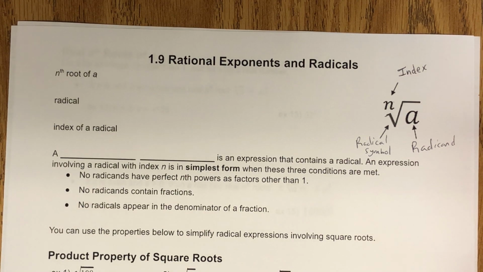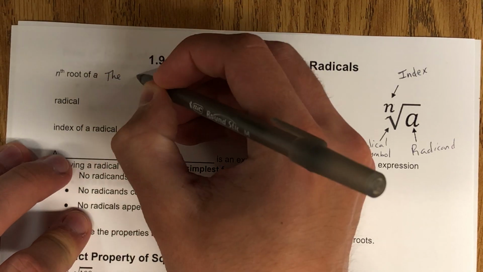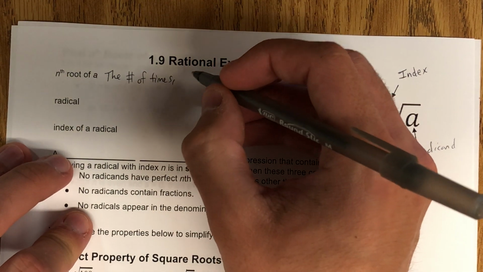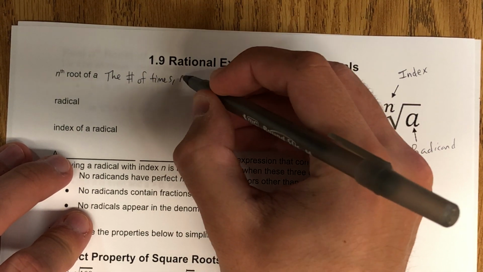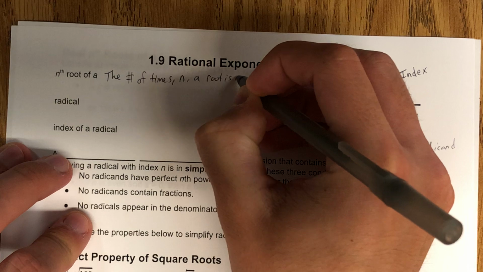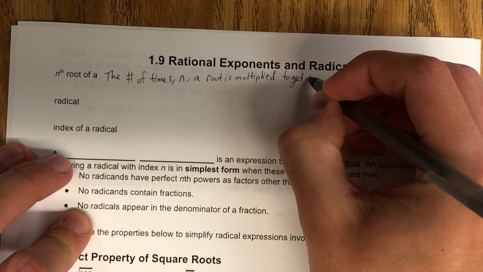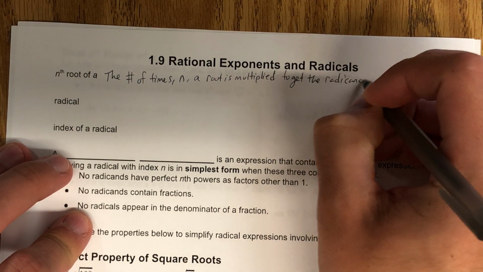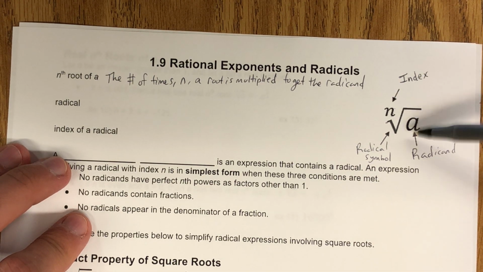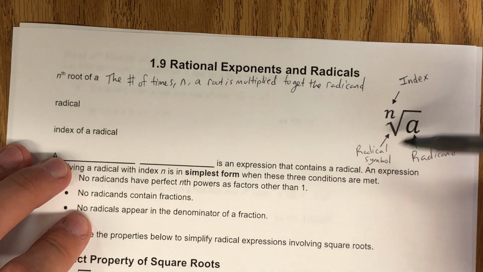When we're referring to the nth root of a, n references the number of times a root is multiplied to get the radicand. So when we're thinking about a third root, you're thinking what times itself 3 times gets us to a.